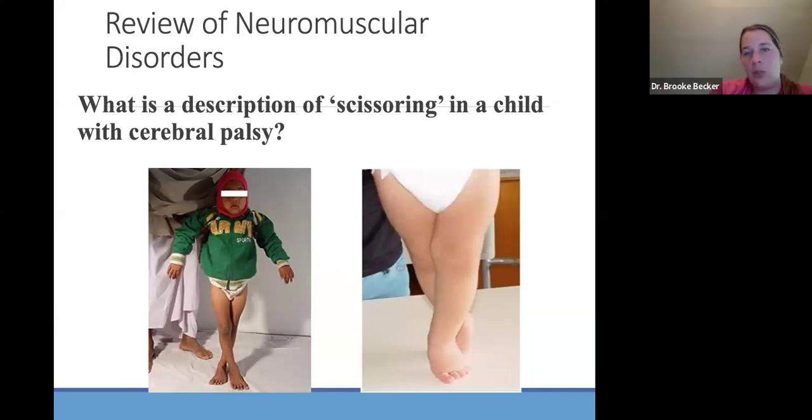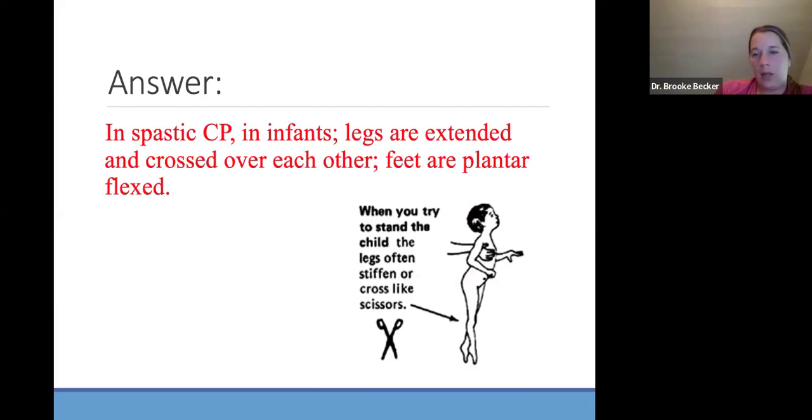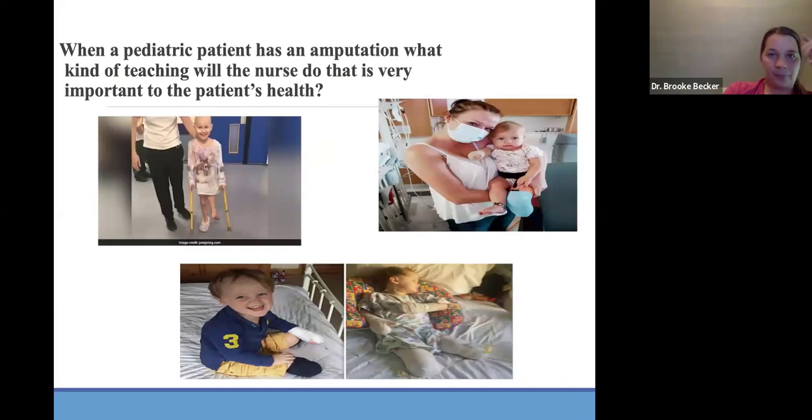All right. Neuromuscular disorders. So cerebral palsy. So these kids will have scissoring while they're trying to stand up. They cannot stand up without crossing their legs in a standing position. Okay. Good. Yep. So they stiffen up like scissors when they're trying to stand, and then they're also in that position crisscross in front of each other. Okay. And that's with spastic CP. Okay, if there's an amputation that occurs with the PEDS patient, what's your most important teaching for parents?